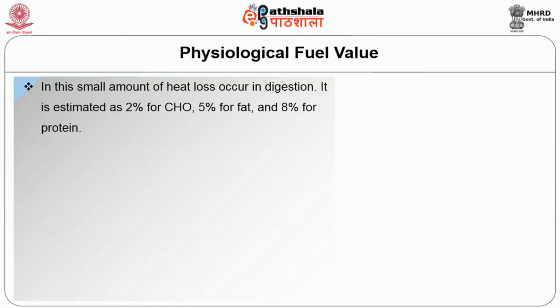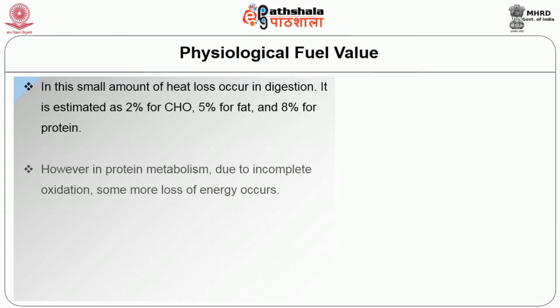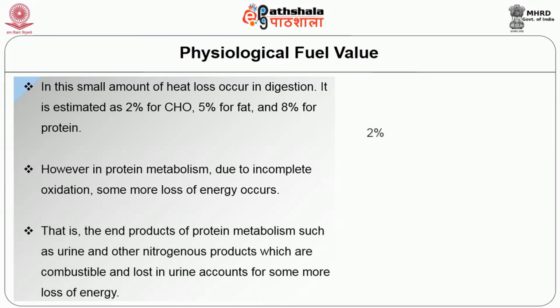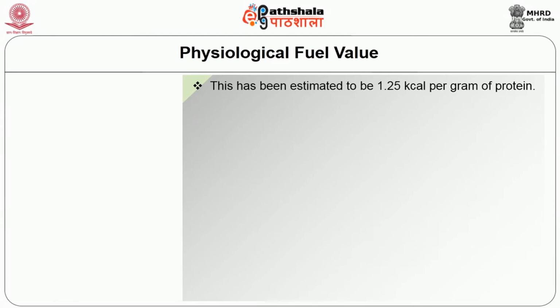In this, a small amount of heat loss occurs in digestion. It is estimated as 2% for carbohydrate, 5% for fat and 8% for protein. However, in protein metabolism, due to incomplete oxidation, some more loss of energy occurs. That is, the end products of protein metabolism, such as nitrogenous products which are combustible and lost in urine, account for some more loss of energy. This has been estimated to be 1.25 kilocalorie per gram of protein.